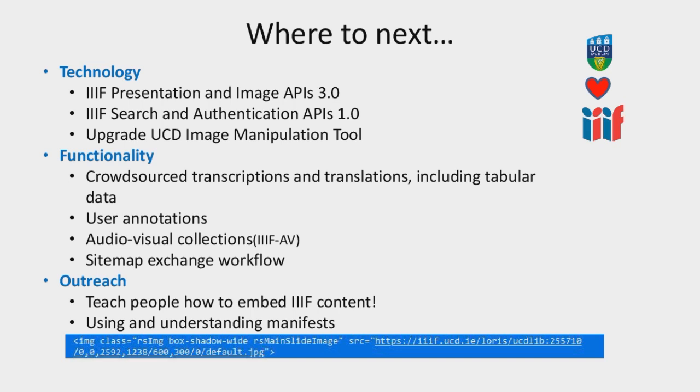But we're also aware of the other challenges that we are facing, such as upgrading the APIs and the version of Mirador Image Viewer. This would mean that we'd also have to update our image manipulation tool as well. Getting AV content working through IIIF. At the moment, unfortunately, we've had to use Vimeo and embed the Vimeo in our digital library in order to present video. So we would like to harness IIIF for this.